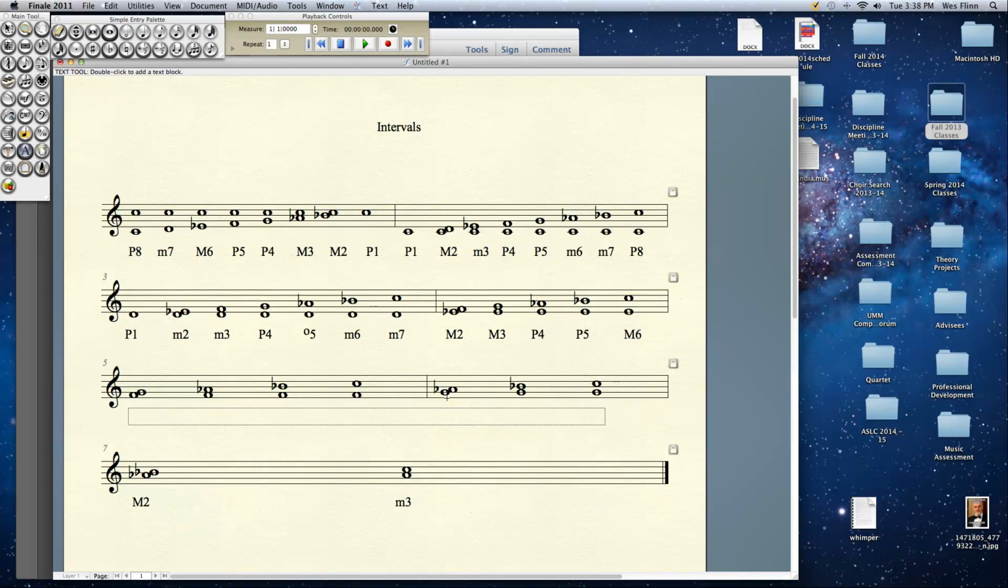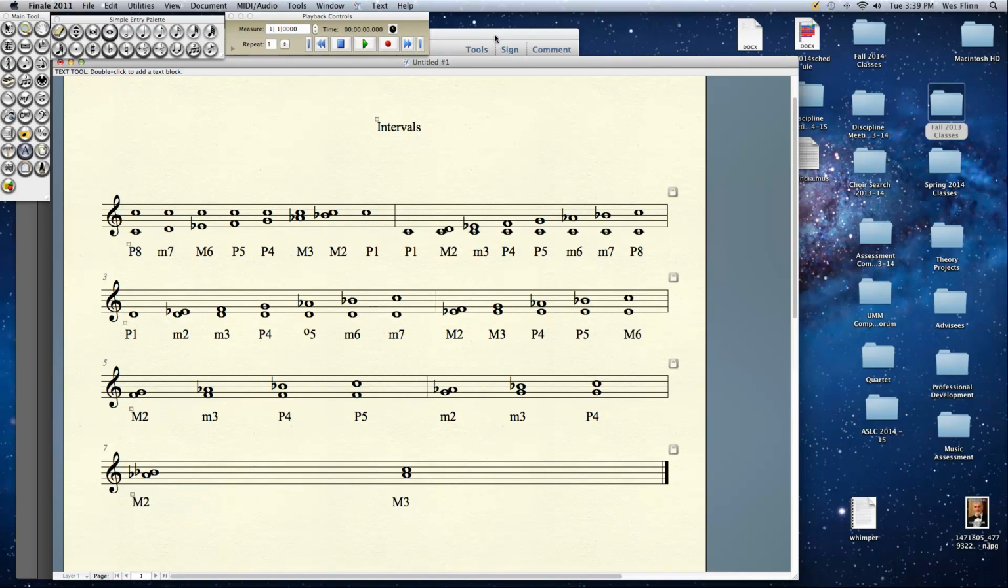Our major second here became a minor second. Major third became a minor third. This stayed as a major second because both notes were dropped a half step. The distance between them didn't change. Remember, intervals measure distance between. But this minor third, because this is now A flat here, became a major third.